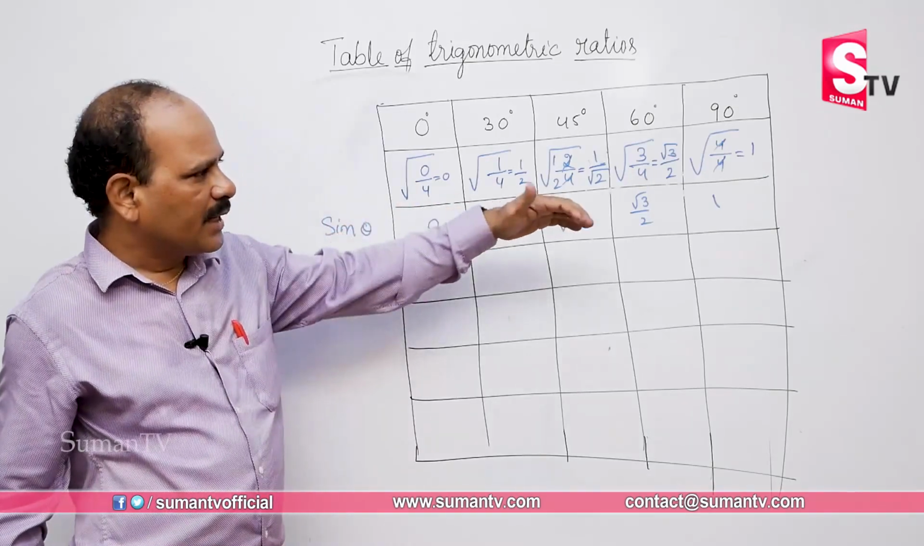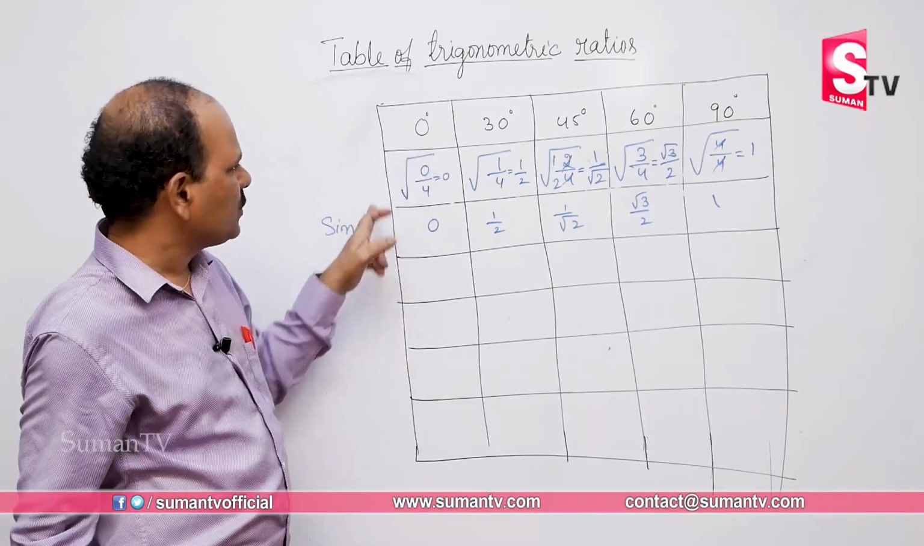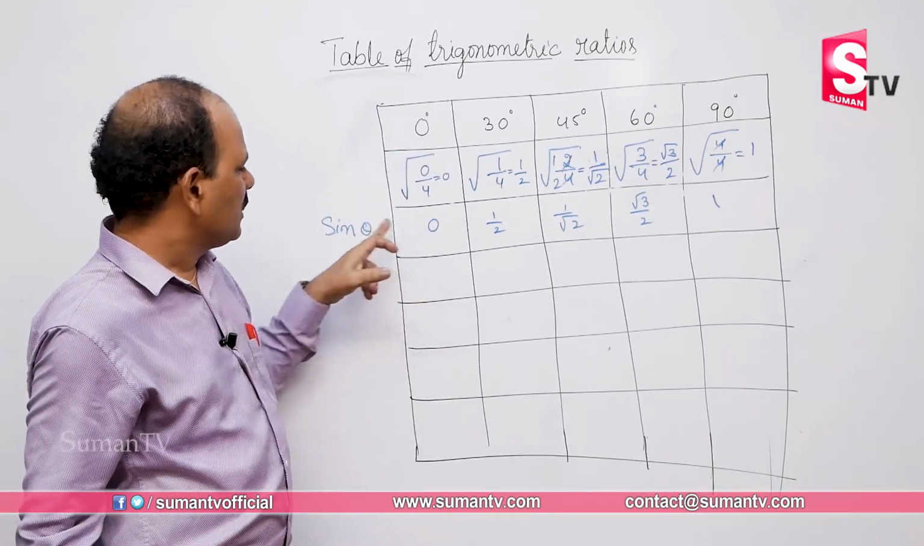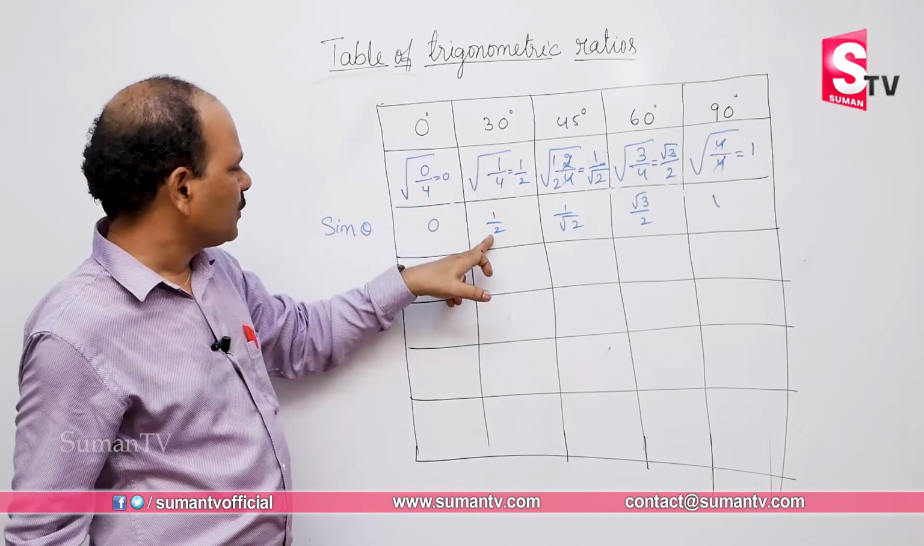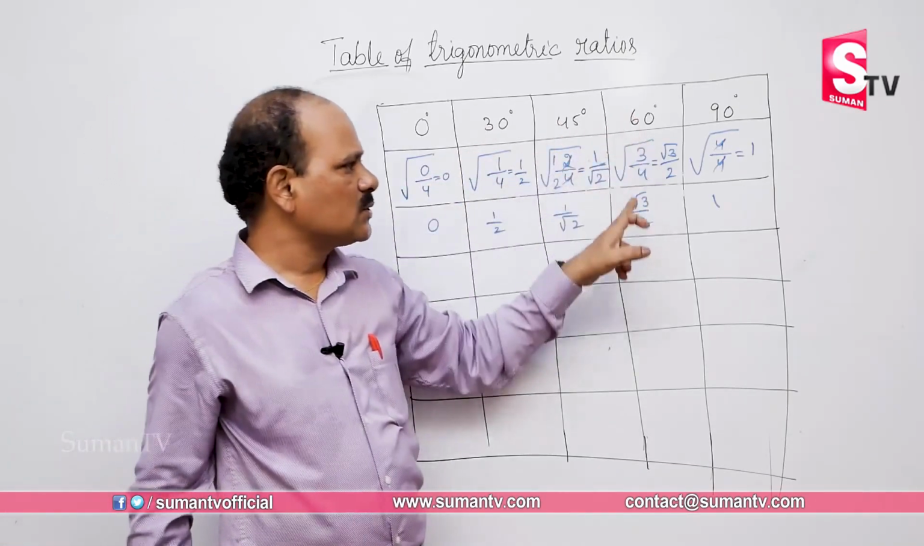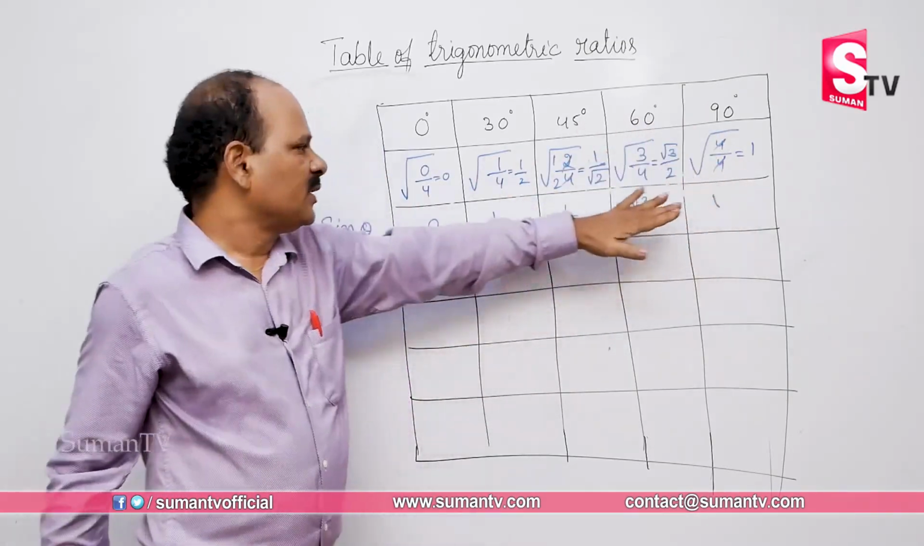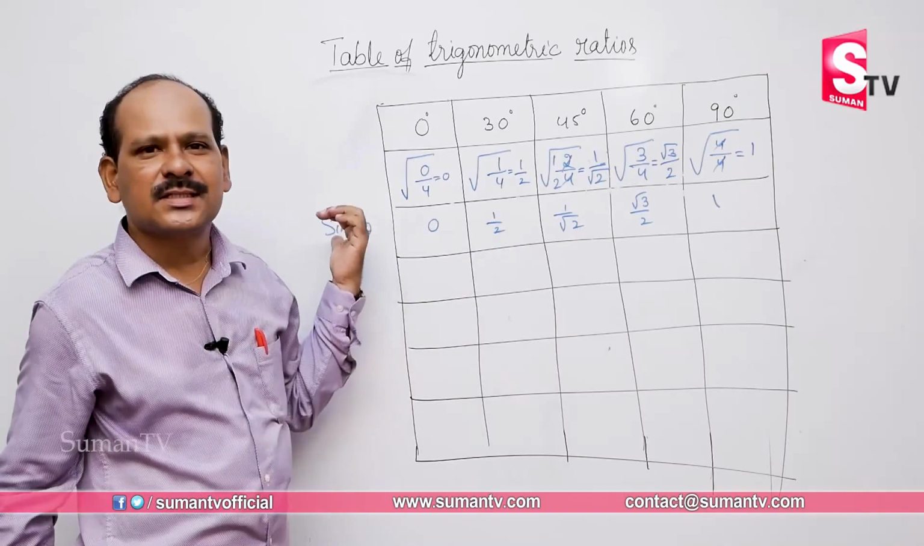Next, writing in the reverse order. Actually, sine 0 is 0. Sine 30 is equal to 1 by 2. Sine 45 is equal to 1 by root 2. Sine 60 is equal to root 3 by 2. Sine 90 is equal to 1. These are all the values of sine.